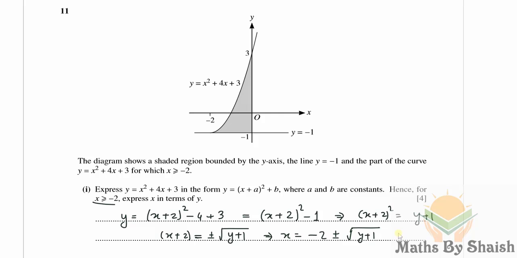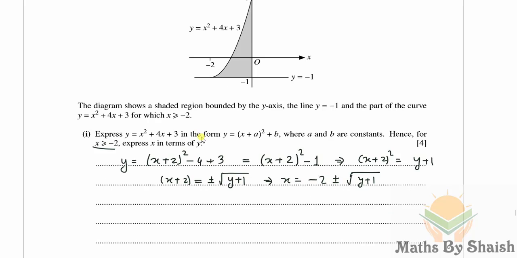So from here we can write x = -2 + √(y + 1). We will not take the negative sign here, it is only plus. I hope it is clear. Let's do the next question.